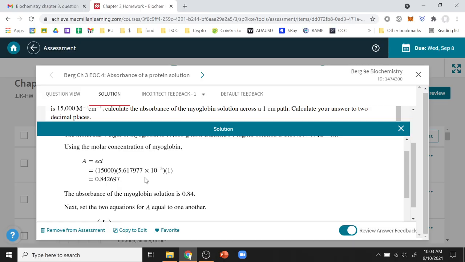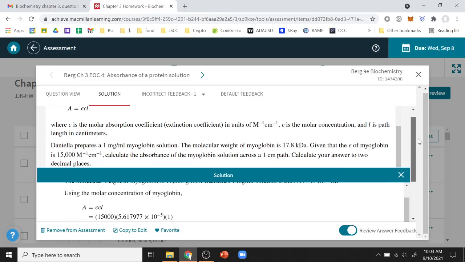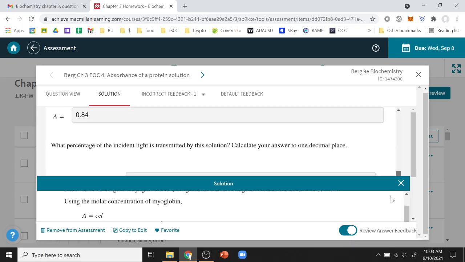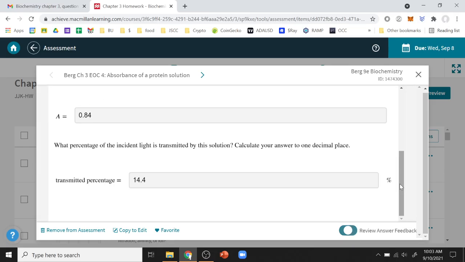You're going to then need to do the second part of the problem. Now, the second part of the problem is what percentage of the incident light is transmitted by this solution. You'll need to calculate this to 1 decimal place. It's actually nice that they give you this 1 decimal place, otherwise it would take some work to figure out exactly how many decimal places you should actually get due to the fact it's a log. That's going to be in between these.